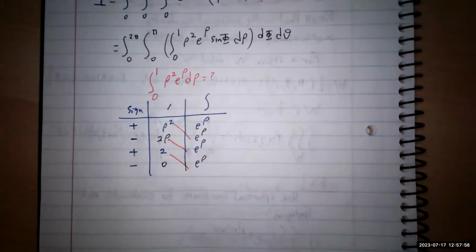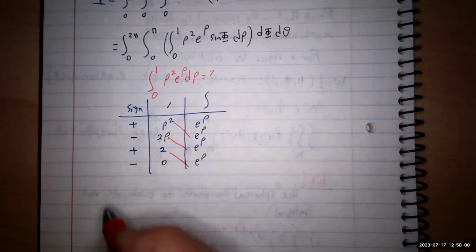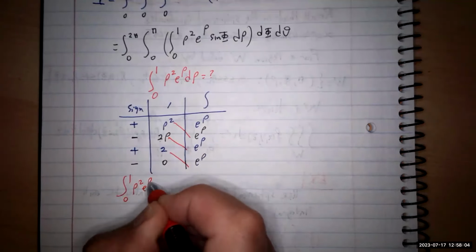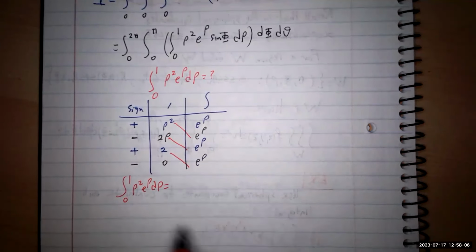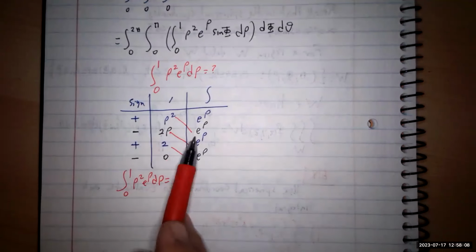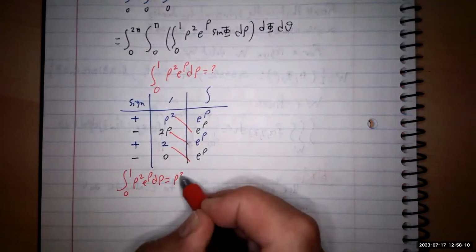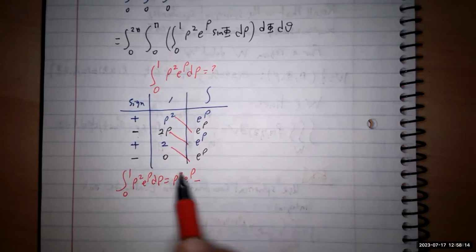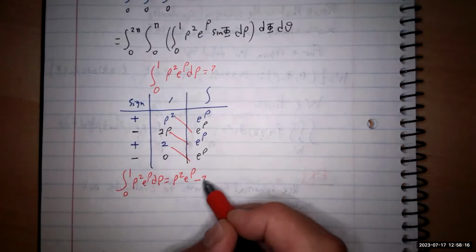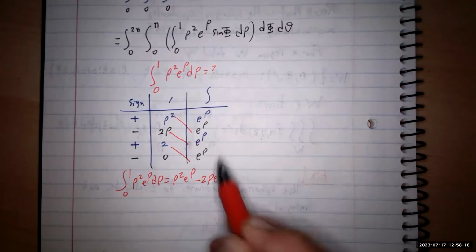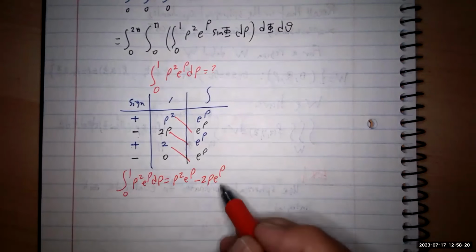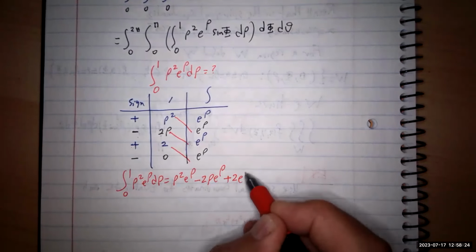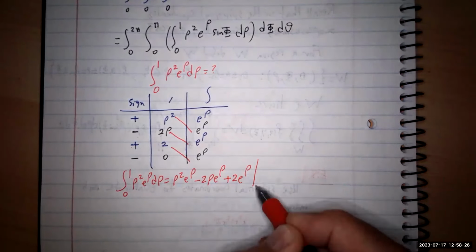This is going to be the result. So what's going to be the result? Integral from 0 to 1, rho squared e to the rho d rho is going to be equal to, you multiply these two together, that gives rho squared e to the rho, minus, you multiply these two together, that gives 2 rho e to the rho, plus, you multiply these two together, that gives 2 e to the rho. Okay, but it's going to be evaluated from 0 to 1.